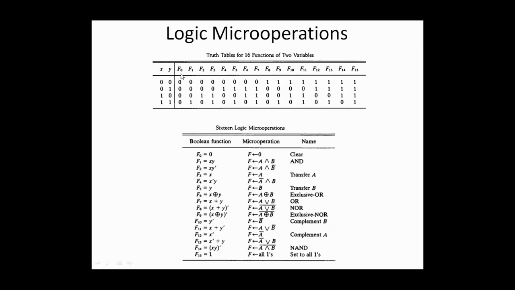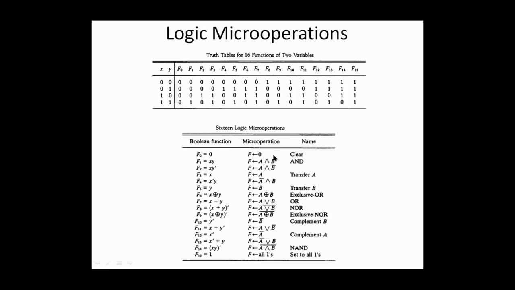Here in the table we have named them from F0 to F15. What will be these functions? We can just write them in terms of this symbolic language. So if the first function is whatever be the input, the output will always be 0. So that means the function will always be 0. F0 is always 0 irrespective of the input. So the microoperation will be F, this symbol and a 0 here.